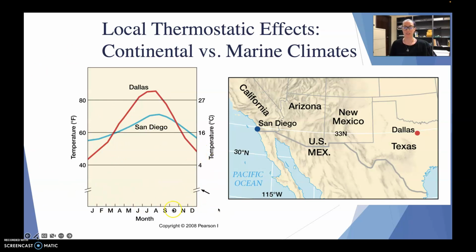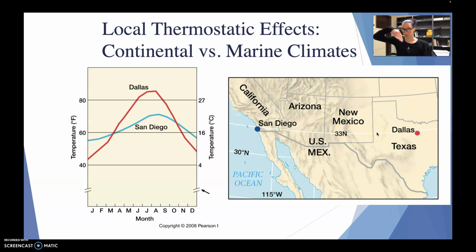So what we're looking at here on the left-hand side is our months on our x-axis and temperature on our y-axis, Fahrenheit on the left, Celsius on the right. And we can see this red line here is for Dallas. The Dallas line gets much cooler in the wintertime than San Diego, and it gets much warmer in the summertime than San Diego. You can also see it's much more of a bell curve, whereas San Diego looks more like a smaller hill. And again, they are at the same exact latitude at about 33-ish degrees north.